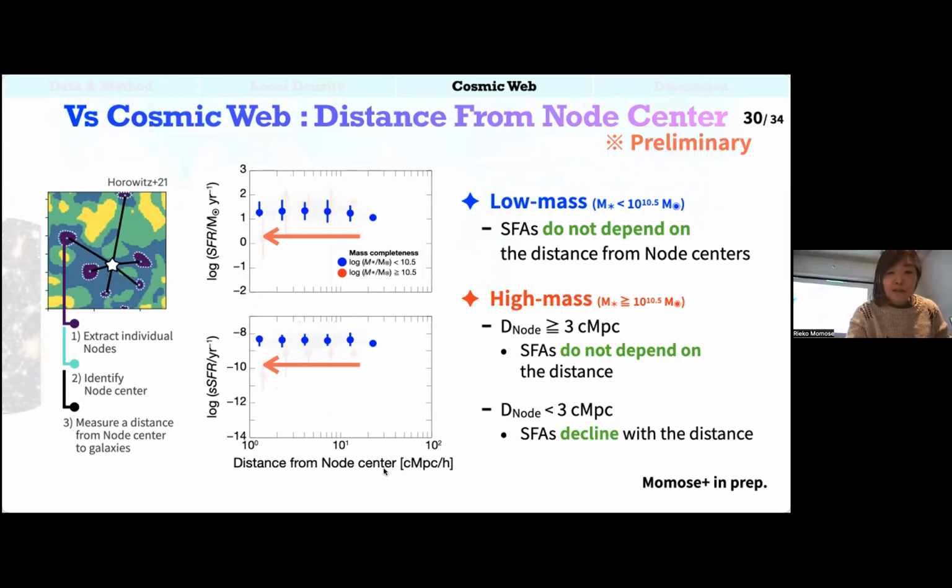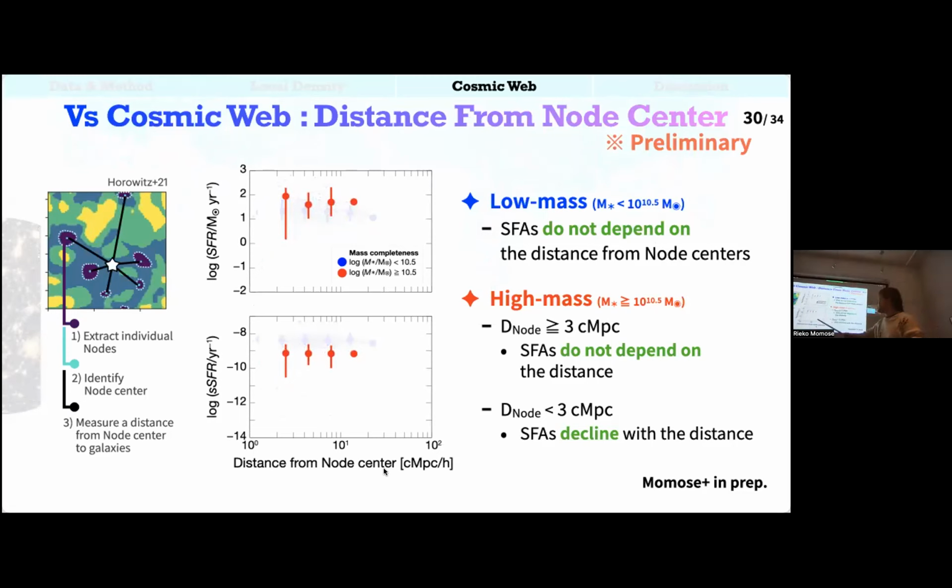The other trend we found is seen in high mass galaxies. They show a similar value beyond 2 megaparsec away from the node center, but both star formation rate and specific star formation rate suddenly drop when they approach the center. So this distance investigation indicates that the median star formation activities usually do not differ with distance from nodes. However, star formation activities in high mass galaxies seem to be suppressed when galaxies are very close to the node.